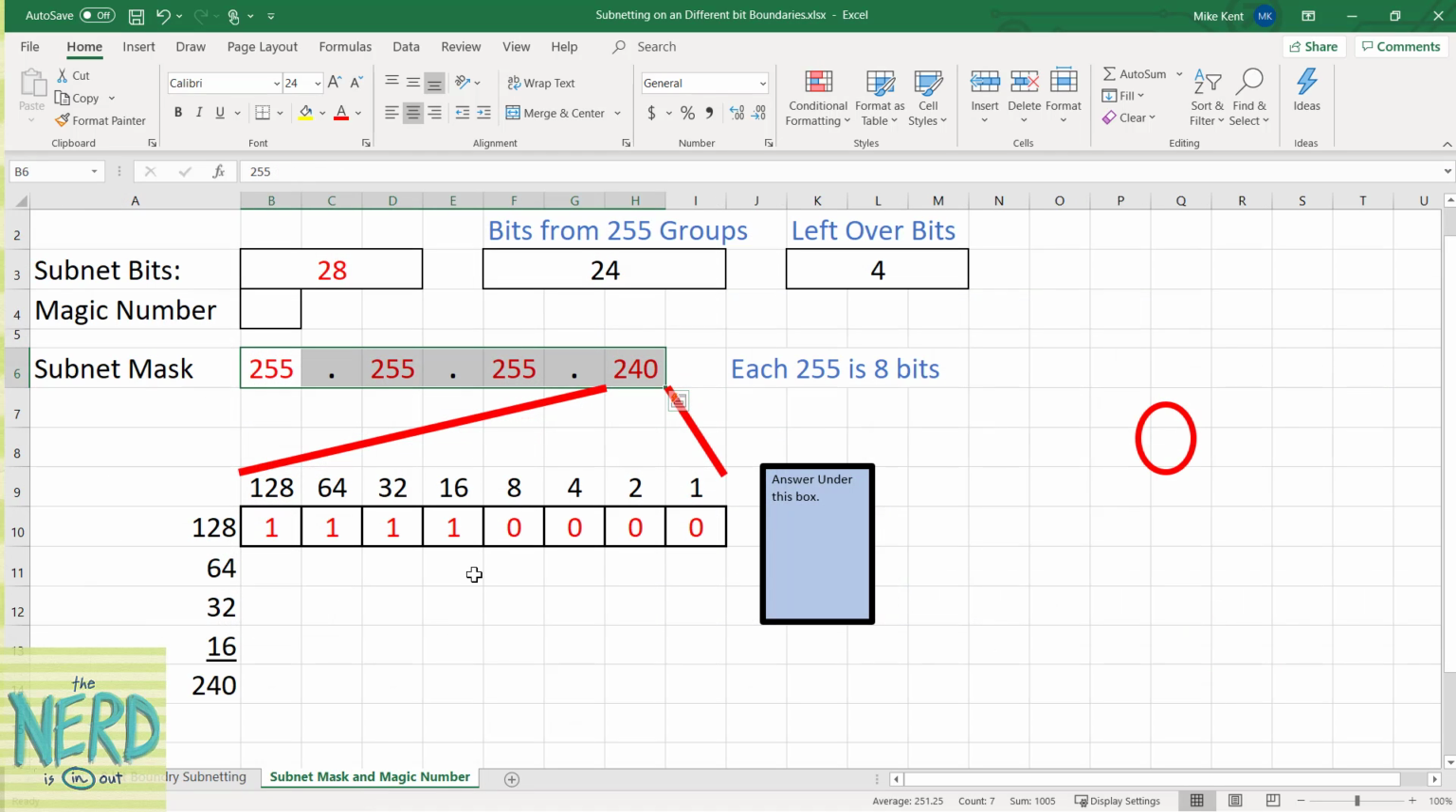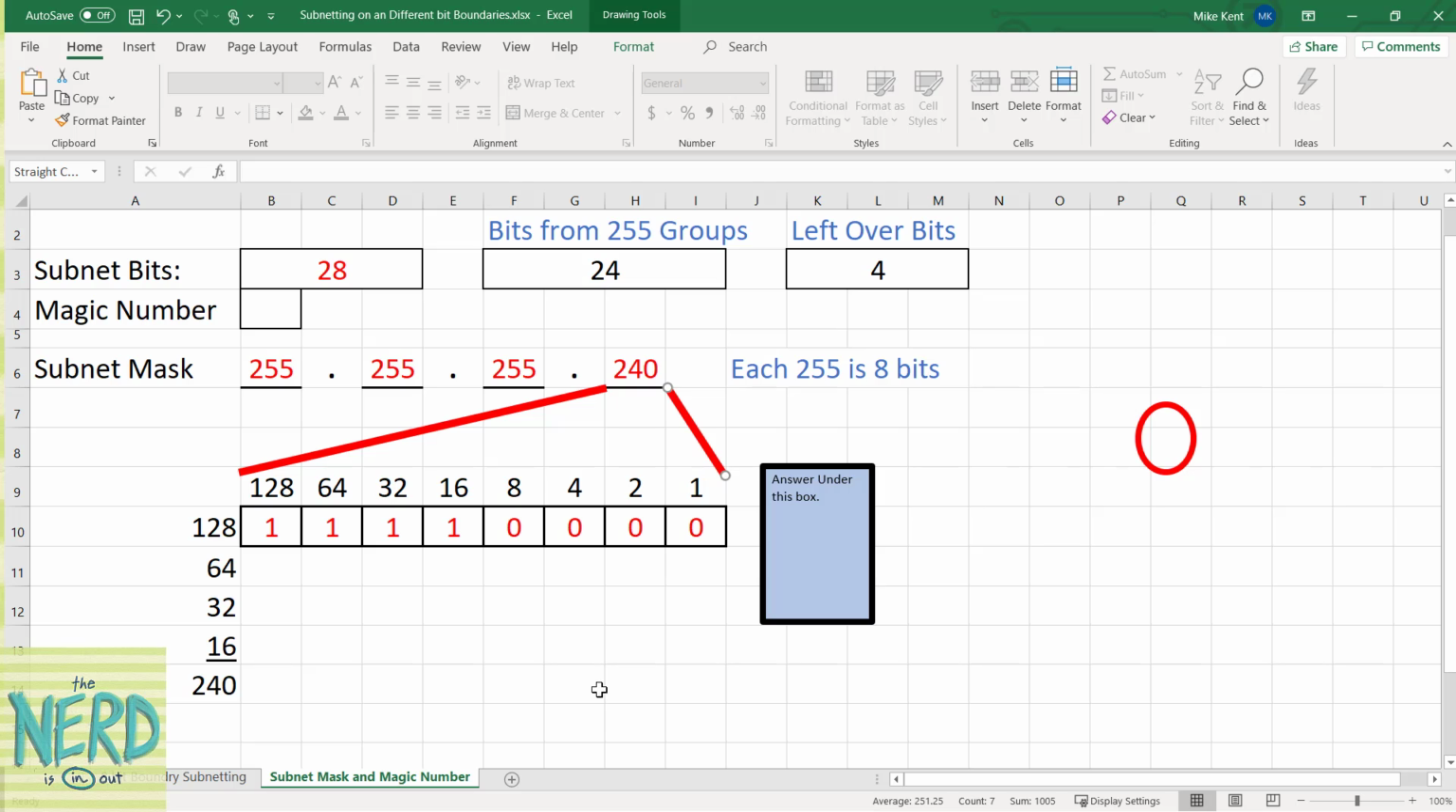What we're looking at right here is the dividing line. In fact, I'll just grab this and copy it and paste it. The dividing line between my network bits and my host bits is right here.